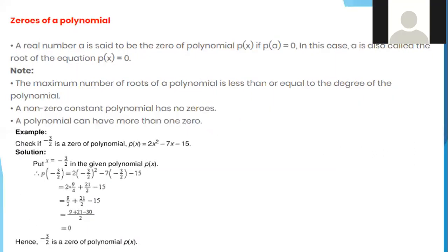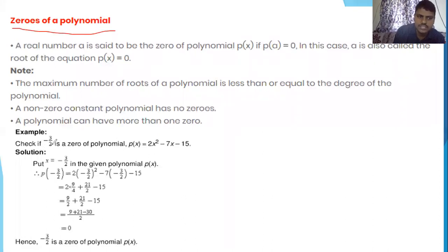Yes. Now look here, children. Now here, zeros of a polynomial. Check whether minus 3 by 2 is a zero of the polynomial 2x square minus 7x minus 15. Please substitute. Do you get 0 or not as the answer? Started doing.